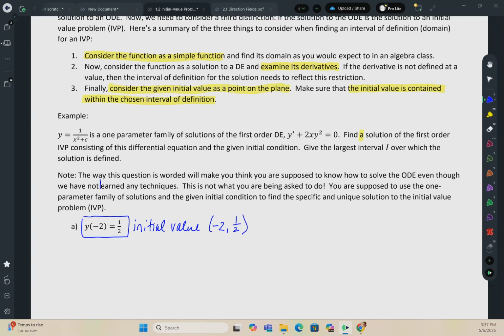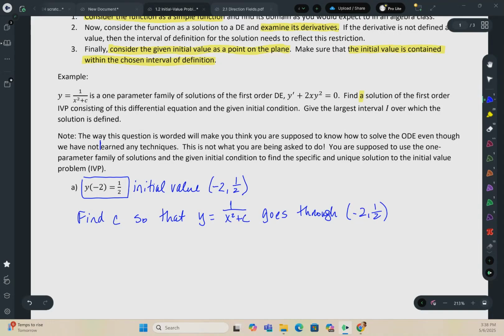So we want to find c so that y equals 1 over x squared plus c goes through this point, -2 with 1/2. And so the best way to find that is to plug in the x value, plug in the y value, and solve for c. That's it.